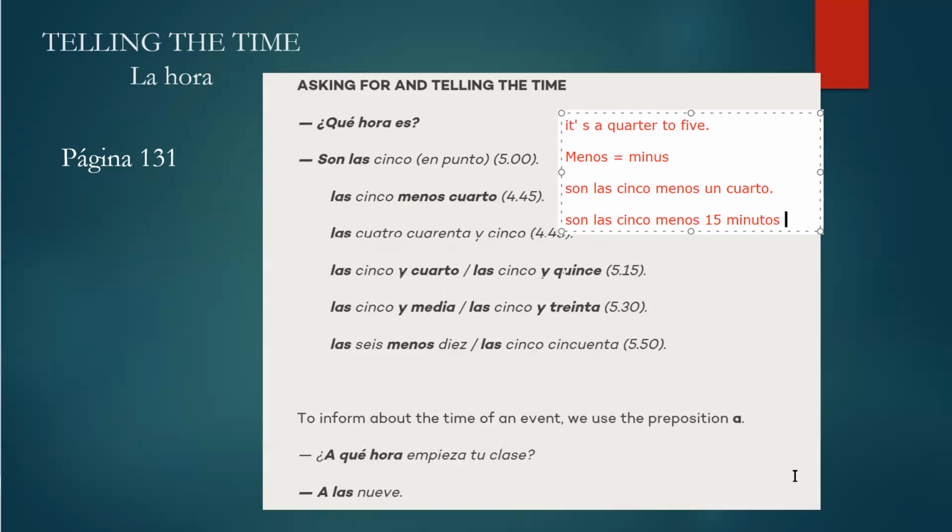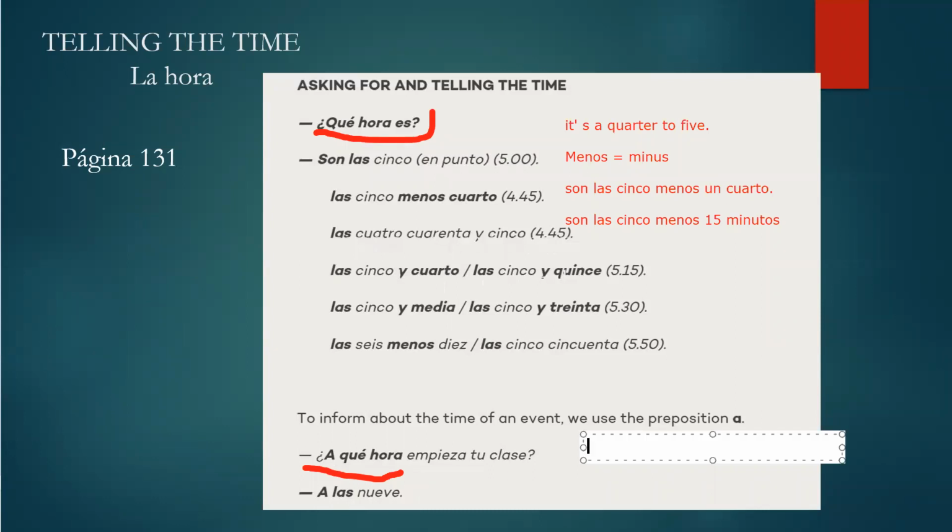Then again, to ask for an event, right? You say a qué hora. A lot of students, I can see that in my hours of teaching, confuse this one, ¿qué hora es?, with a qué hora. So this is what time is it? This is at what time. You probably don't say that in English, right? But we say it. So don't confuse that one there with this one here.